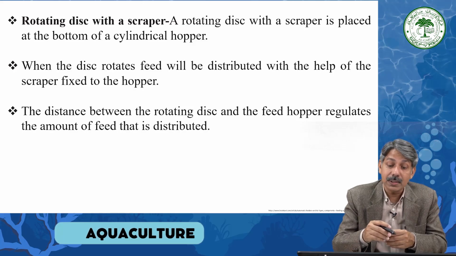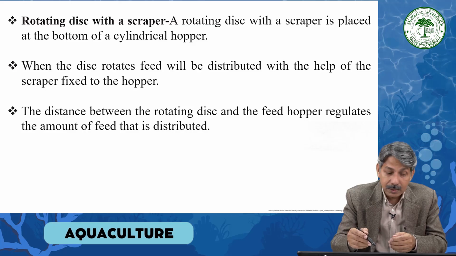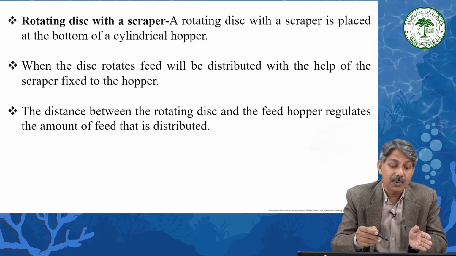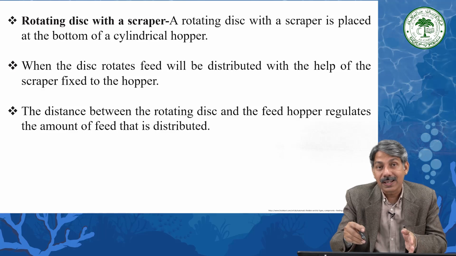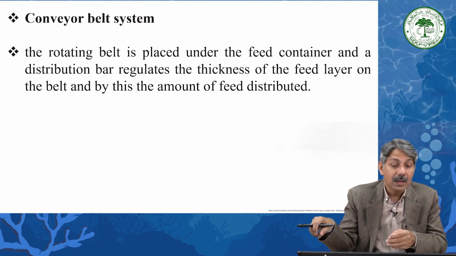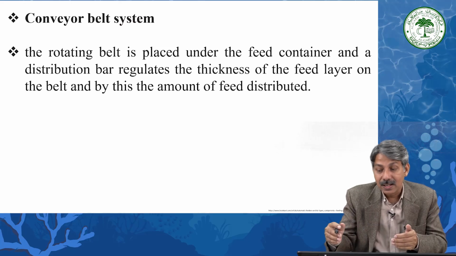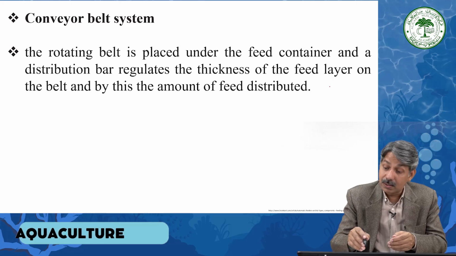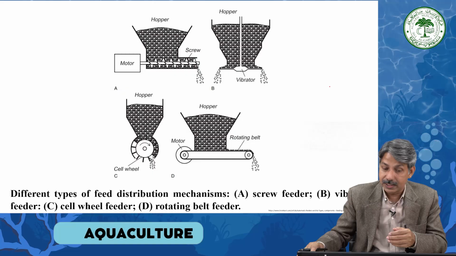Rotating disc with a scraper. A rotating disc with a scraper is placed at the bottom of a cylindrical hopper. When the disc rotates, feed will be distributed with the help of the scraper fixed to the hopper. The distance between the rotating disc and the feed hopper regulates the amount of feed that has to be distributed. Conveyor belt system: the rotating belt is placed under the feed container and a distribution bar regulates the thickness of the feed layer on the belt, and by this the amount of feed distributed is also regulated.